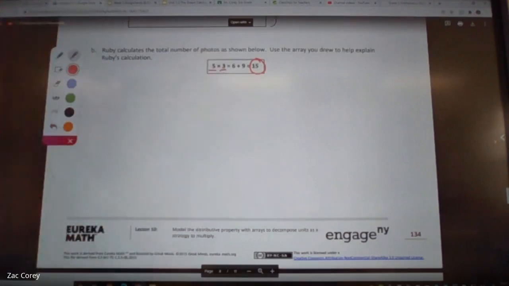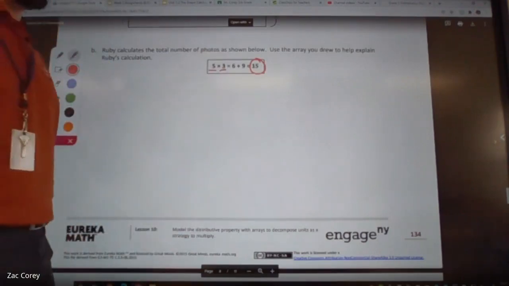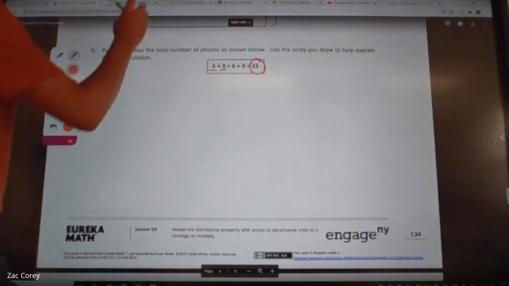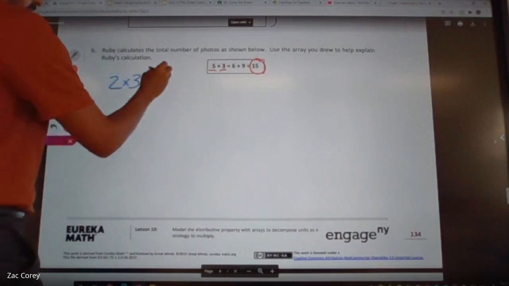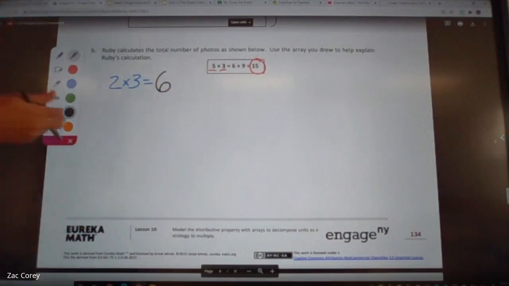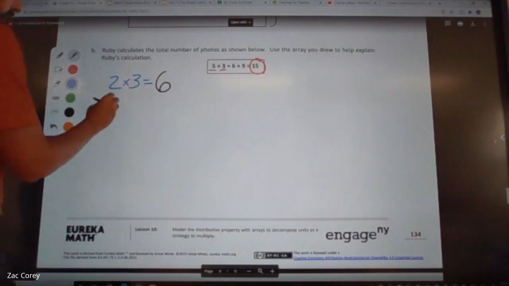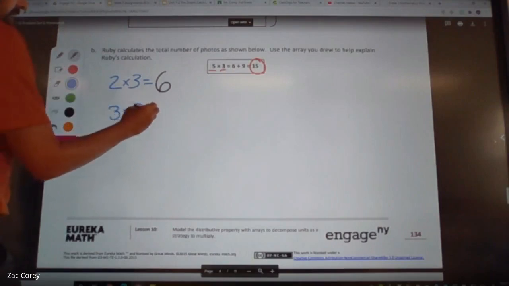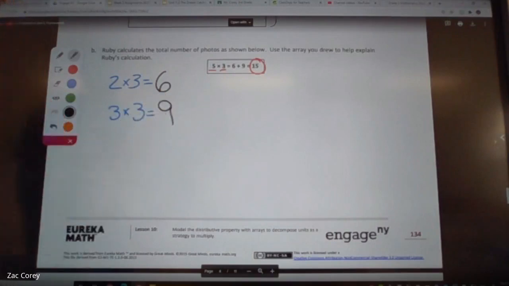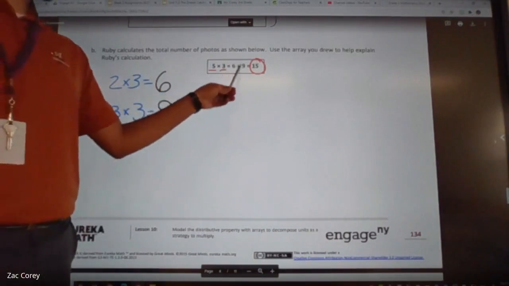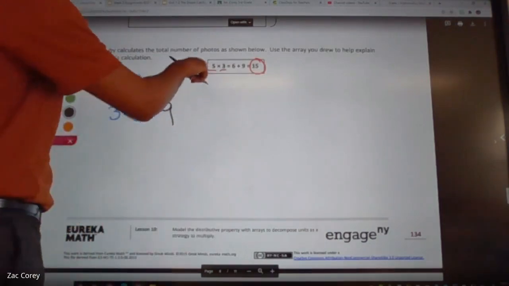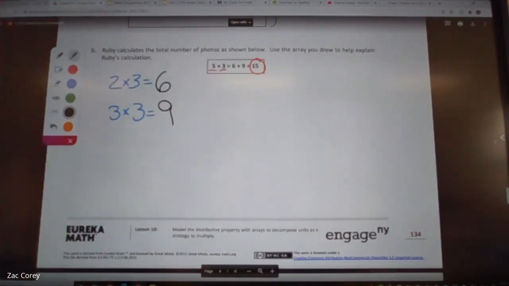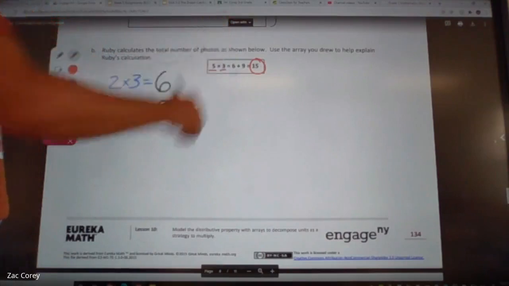She also said 6 plus 9 equals 15. The reason she said 6 plus 9 is because up at the very top, if you remember, we had 2 times 3, and we said that equaled 6. And then her next part of the page, she had 3 rows, so we said 3 times 3 equals 9. So what she's saying is 6 plus 9 also equals 15. So what she's basically saying is, if you write the math equation 5 times 3 equals 15, that's the same thing as saying 6 plus 9 equals 15.